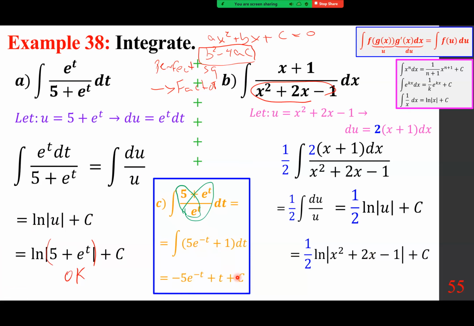No substitution. So compare and contrast. That's why I wanted to have all those 3 on the same page so you can see the similarities and differences.